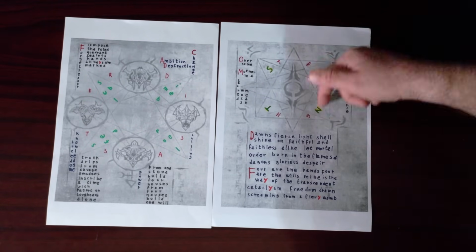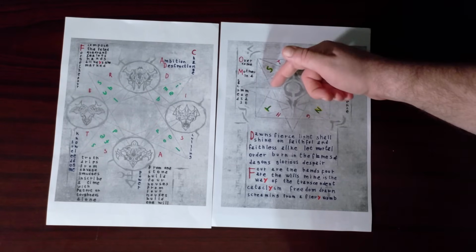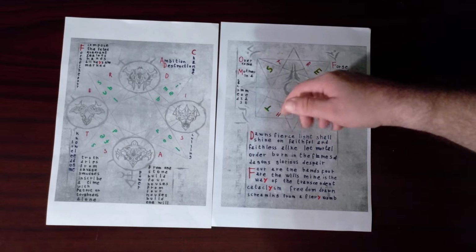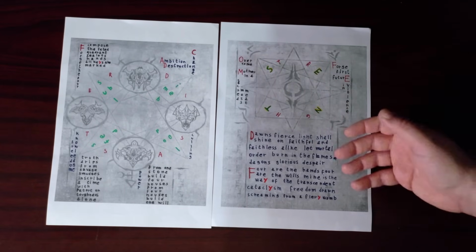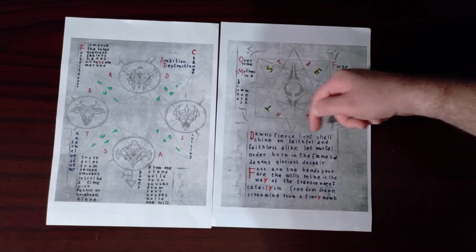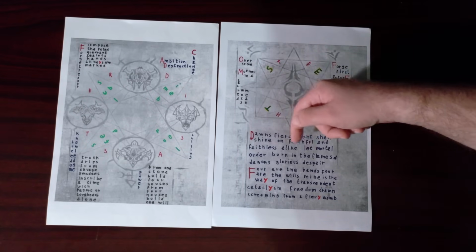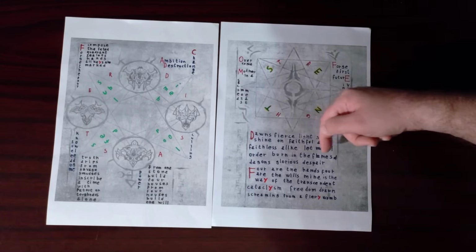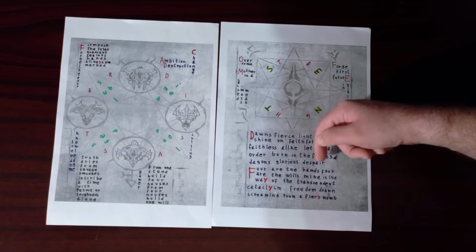and that is reinforced by the letters that we have here, which read "strength," which I already said is the law of the stronger one. And here finally we have a text which basically explains itself. "Dawn's fierce light shall shine on faithful and faithless alike. Let the mortal order burn in the flames of Dagon's glorious despair.